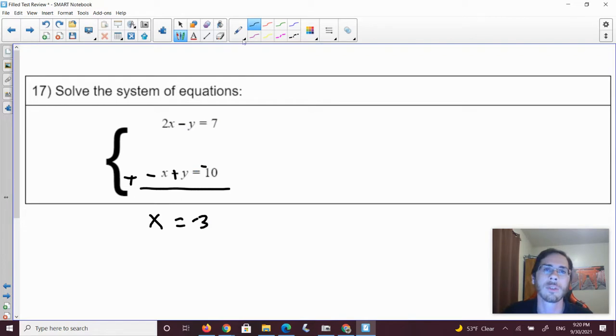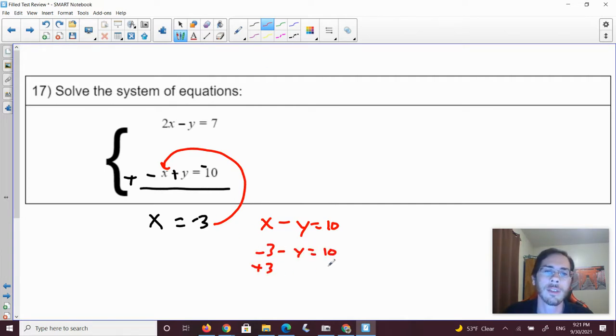I've already got the x coordinate. I can take the x and then plug it into the original. So x minus y equals 10. I know x is negative 3, so negative 3 minus y equals 10. Add 3 to both sides. Negative y equals 13. Divide by negative 1. Y equals negative 13.